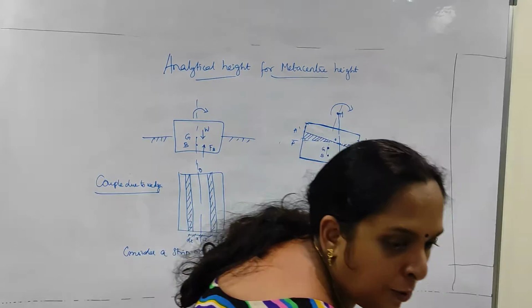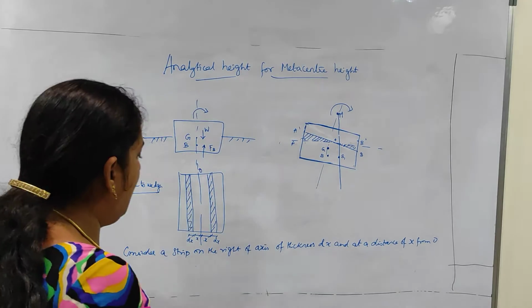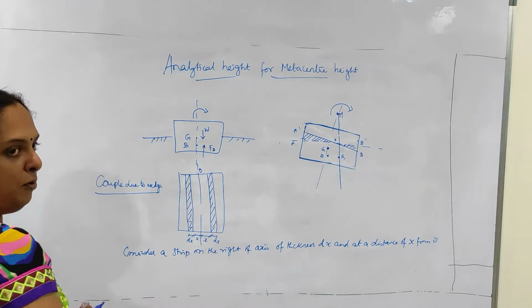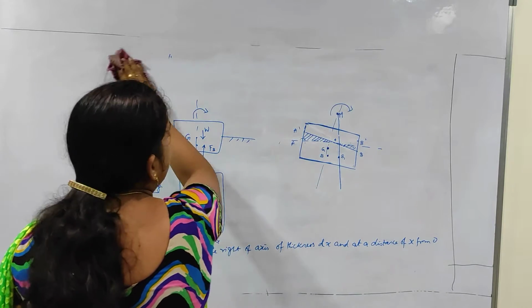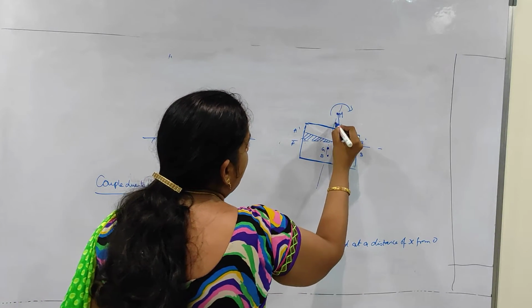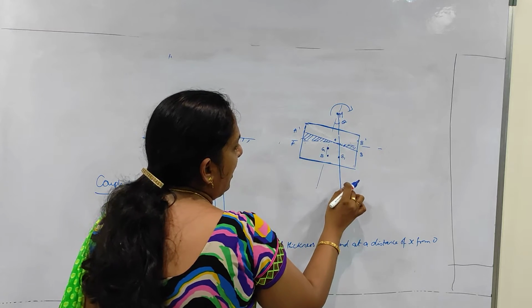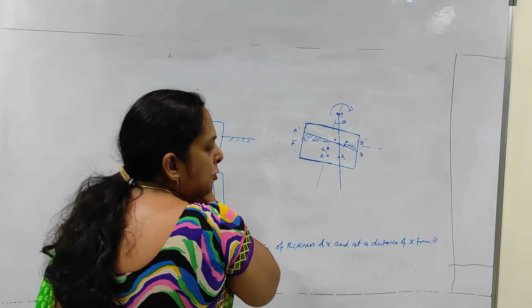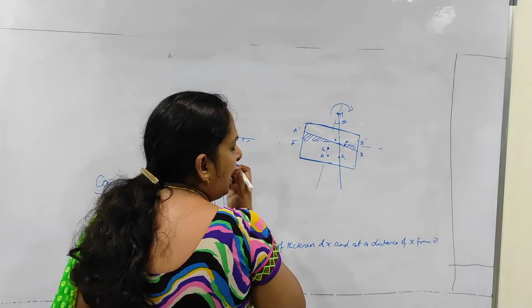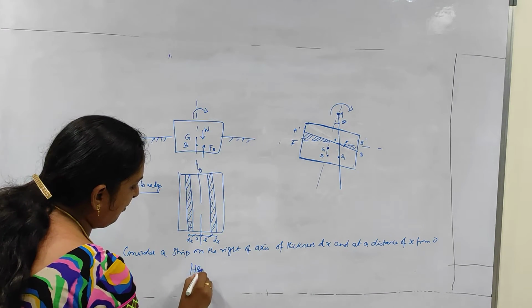Now I am going to find out the height of the strip. How do I know the height of the strip? The angle made here is theta. The angle BO-B1 is also theta. Since I know both the angles, I will be able to find out the height of the strip.